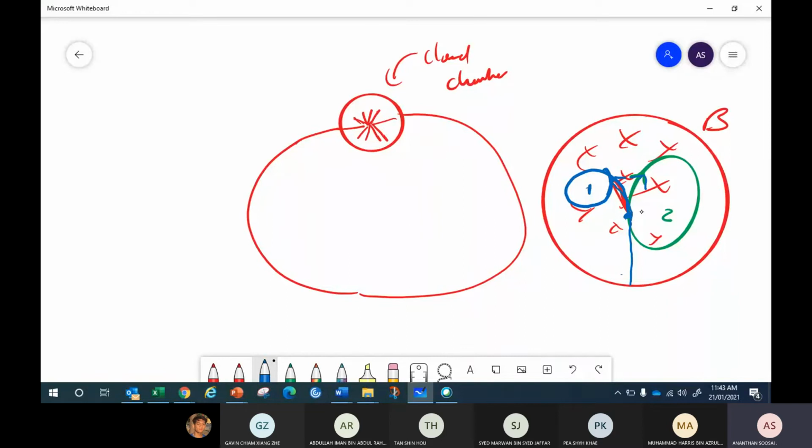Okay, now the question is, the magnetic field is applied into the page. My question is, for particle 1 or particle 2, what is the charge of the particle? One, what is the charge of particle 1? Positive or negative?